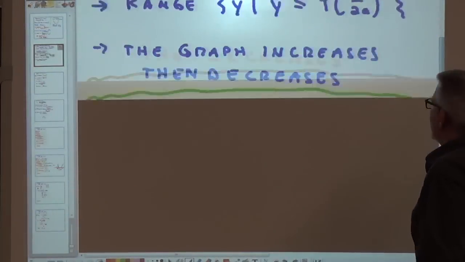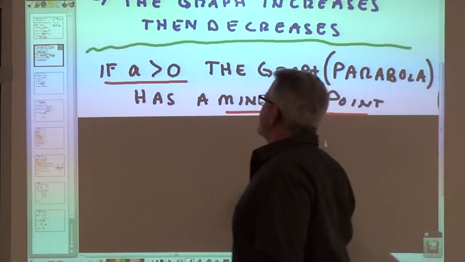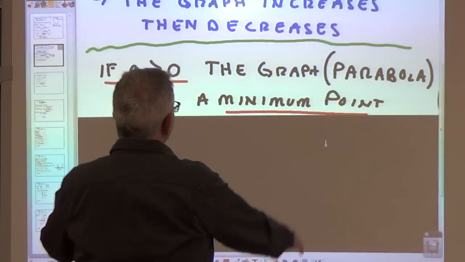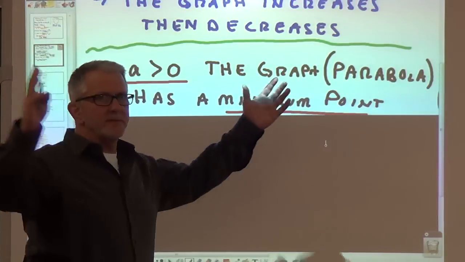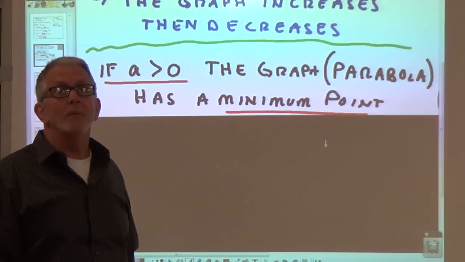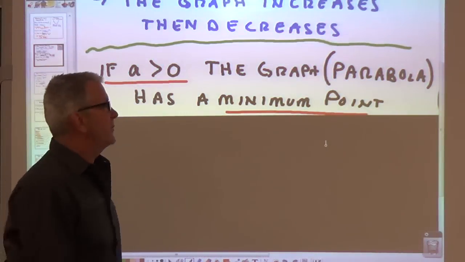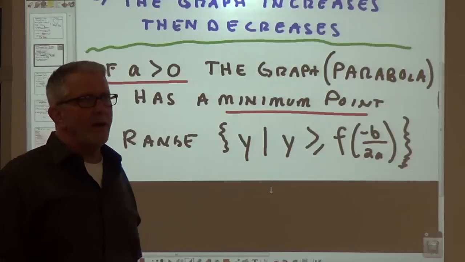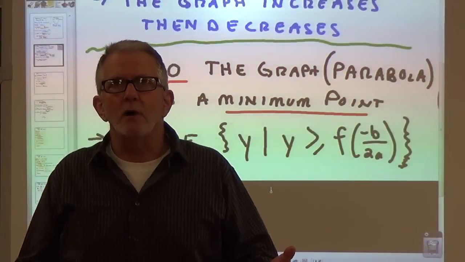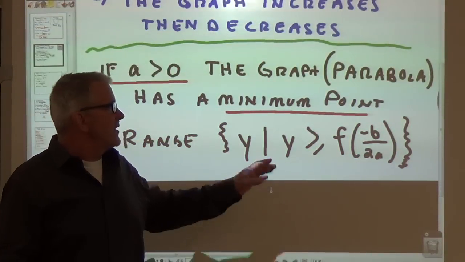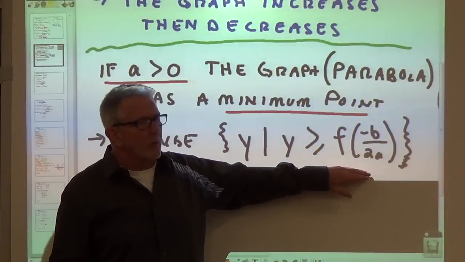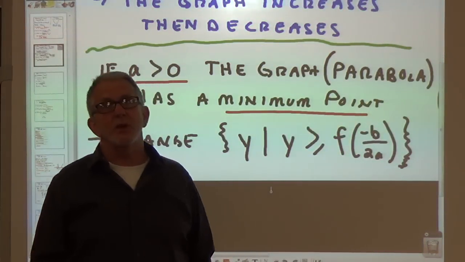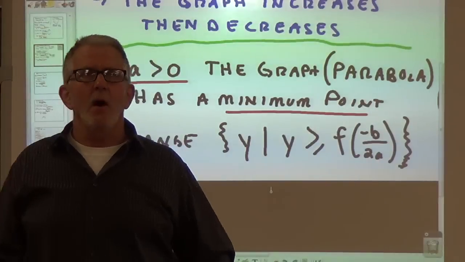Here we go. If a is greater than 0, the graph, which is the parabola, has a minimum point. It opens up. What am I going to use that minimum point for? I'm going to use that minimum point to find the range, first and foremost. If it has a minimum point, the range is all the y values greater than or equal to the y-coordinate of that vertex. The range is going to be y greater than or equal to f of negative b over 2a. Oh, I'm going too fast.